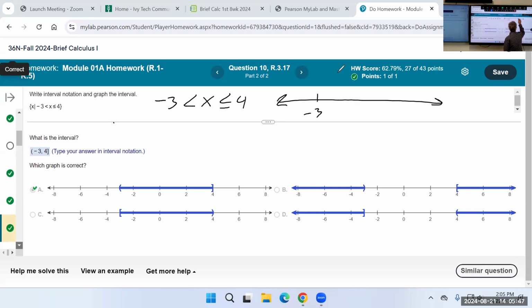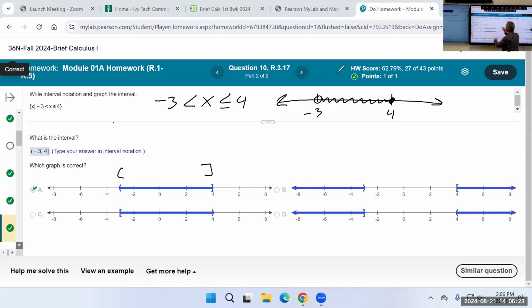So -3 to 4. I do not want to include -3. I want all numbers that are just greater than. So usually what we do is we'll put a little circle there saying we're going to skip that one. And then we'll go all the way to 4, but we want to include that one. So that's what I think the interval is. Now, they didn't have the hole in the dot here. What they used was parentheses and a bracket, but I could still get along with that. That's okay with me.